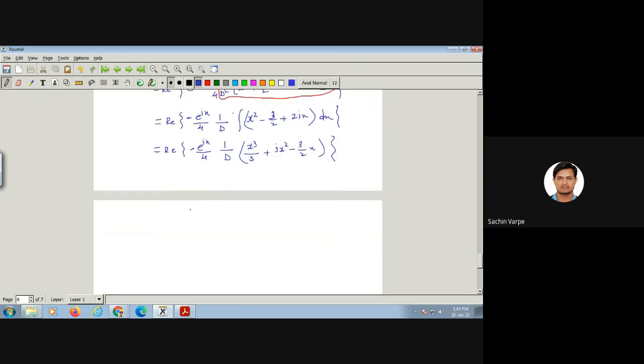Please let me know if anything is wrong in the calculation. That is real part of minus e raised to ix upon 4, 1 upon d means again integration of this.